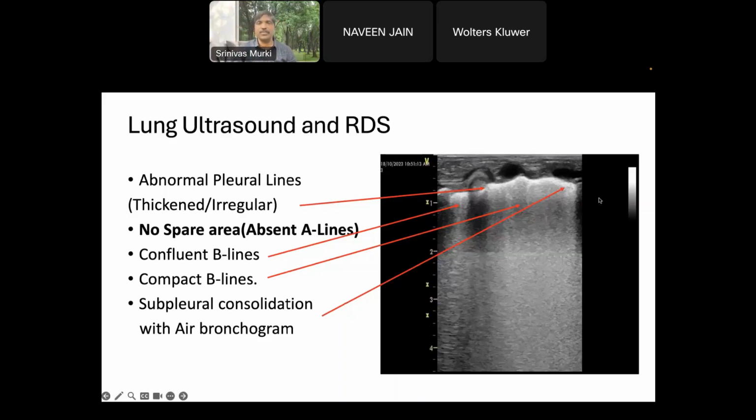Sometimes you can see the subpleural consolidation, which is a very specific marker for severity of RDS. So you look for pleural thickening, you look for absence of A lines, you look for the type of B lines and the subpleural consolidation to grade RDS.